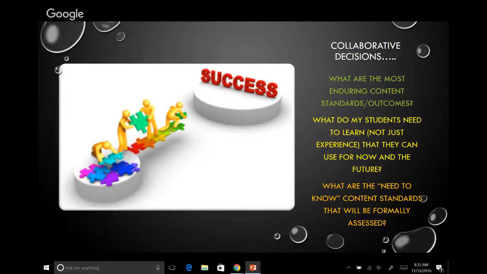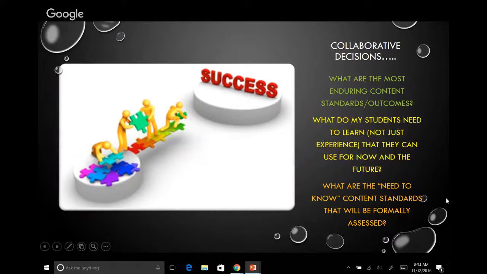So what are the most enduring content standards or outcomes? What do my students need to learn, not just experience, that they can use for now and the future? And what are the need to know content standards that will be formally assessed? If you've ever tried to formally assess every single content standard, you know that it's tedious, not very much fun, not very engaging. And besides that, how can you actually capture multiple times that same learning when you have so many content standards to attend to?